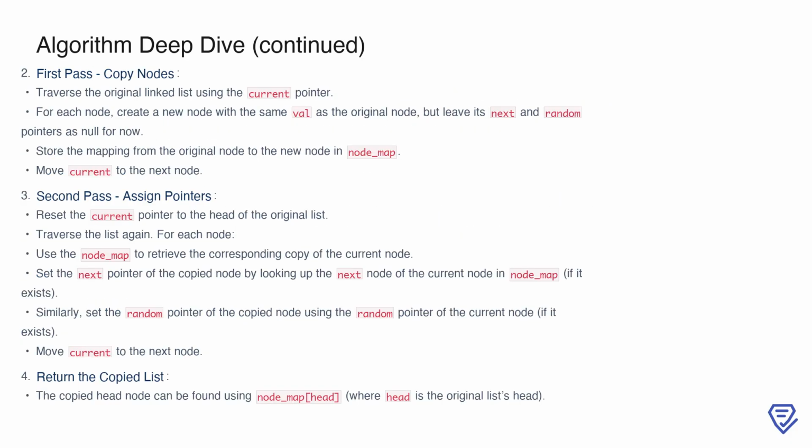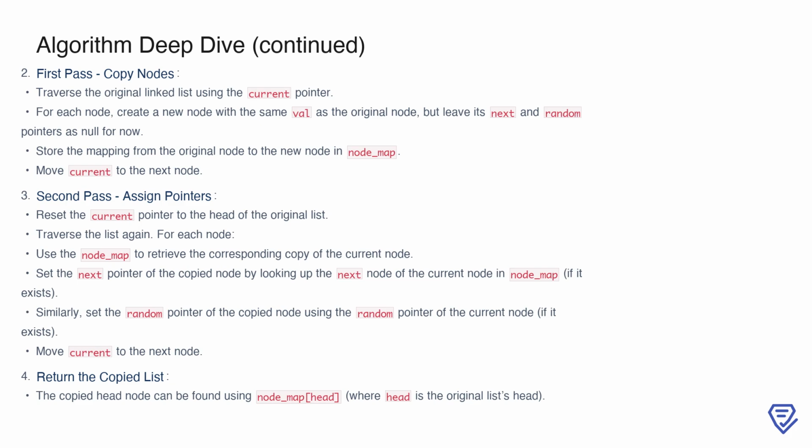The first step is to make a single pass through the original linked list to create copies of all the nodes. As we traverse the list using the current pointer, we create a new node for each original node, copying only its value for now, while leaving the next and random pointers null. Each original node is then mapped to its corresponding copy using the hash map. Once this pass is complete, the hash map contains all the original nodes as keys and their respective copies as values.